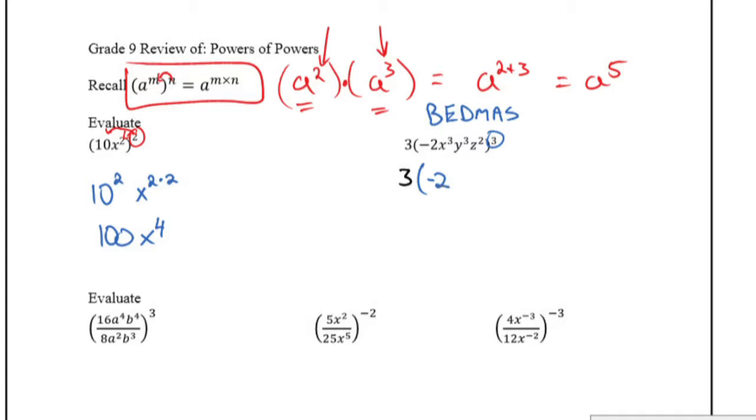So I'm going to get negative 2 to the power of 3. I'm going to get x to the power of 3 times 3. I'm going to get y to the power of 3 times 3. I'm going to get z to the power of 2 times 3. So I've given everything inside my brackets that exponent of 3 that was on the outside.